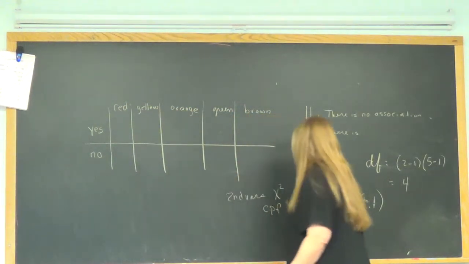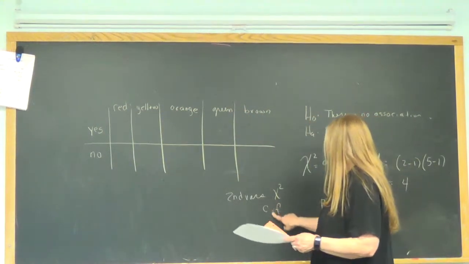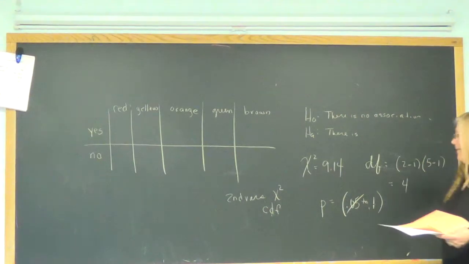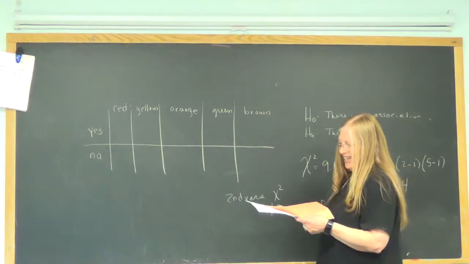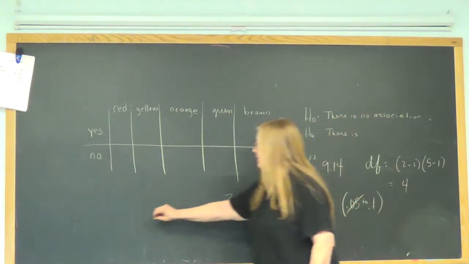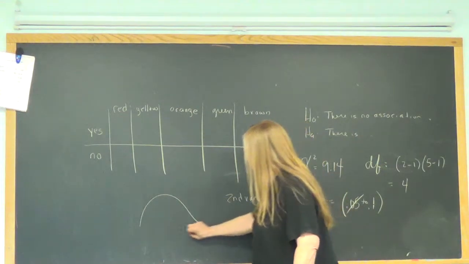Second bar, chi squared CDF. Your D is upside down. Yes, it is CDF. So then you have chi squared CDF. Remember what a chi squared graph looks like?